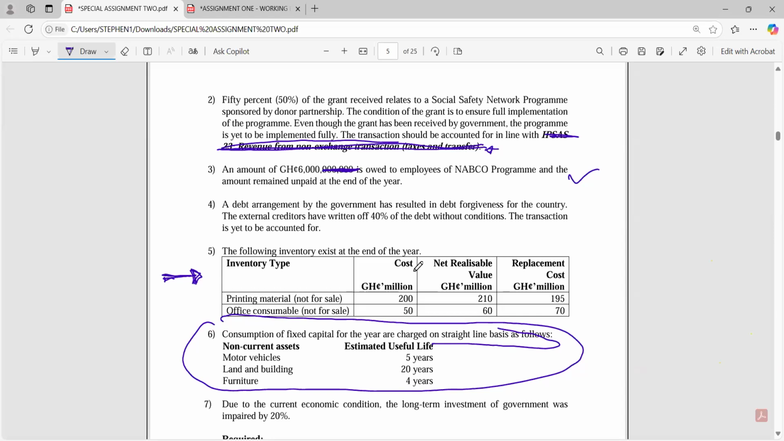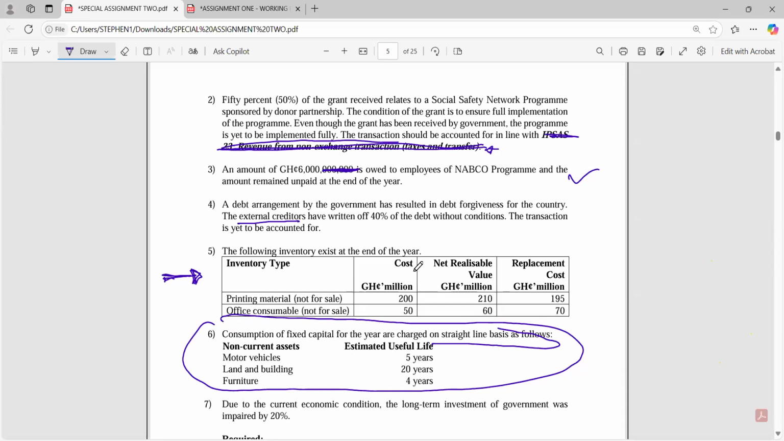You understand? Me telling you that the 5,000 you came for, use it as your expenses, is the same as I've dashed you 5,000. That is what we call debt forgiveness. So when you look at this arrangement, a debt arrangement by the government has resulted in debt forgiveness for the country. The external creditors have written off 40% of the debt without condition. The external world creditors.